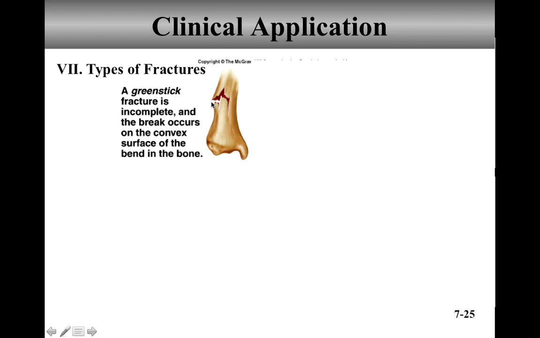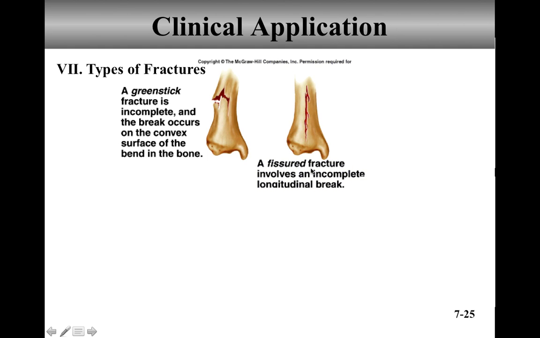You'll see this a lot in young kids. Young kiddos still have pretty flexible bones. So under a lot of stress, that bone will flex and bend a lot and then just break at the end a little bit. And that's why we call it the green stick fracture. Next one's called fissured. The fissured fracture is a longitudinal break, so it runs up the length of the bone or with the direction of the bone.